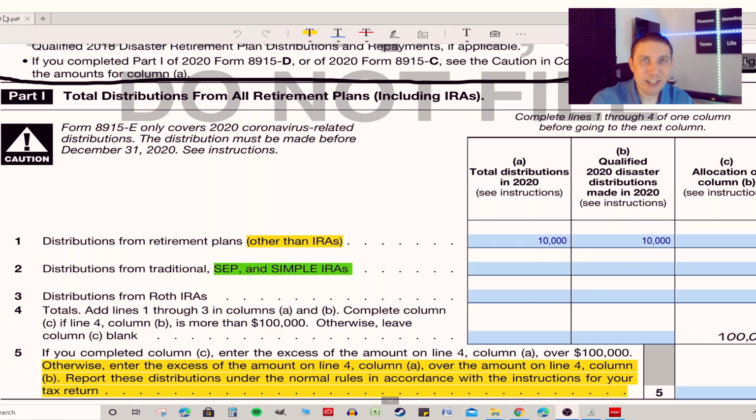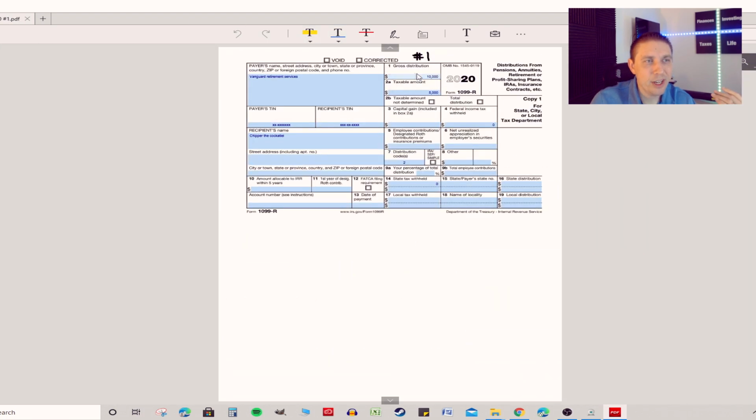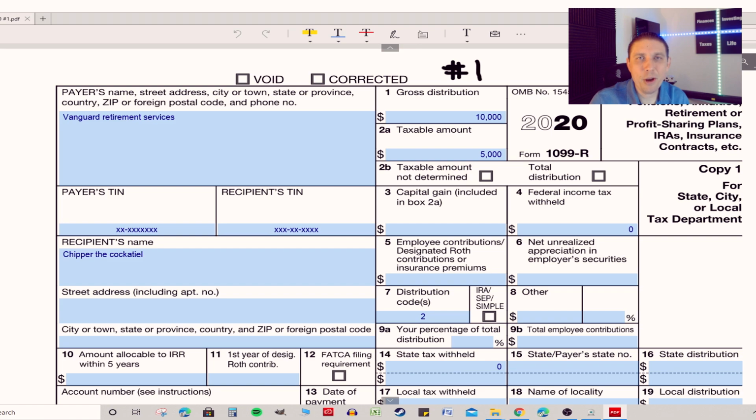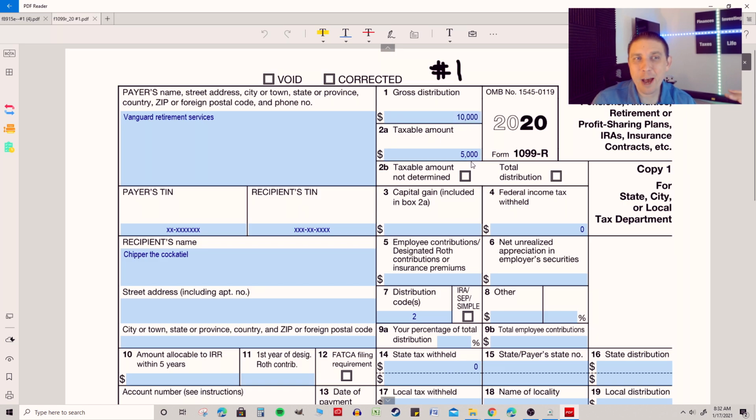Well, when we take a distribution from a retirement account, it's going to come on a 1099-R. In my previous video that I covered on coronavirus-related distributions, I covered this in a lot more depth, so I'm just going to go through it quicker here. But we see from our 1099-R, we have gross distributions of $10,000 and $5,000 of which is taxable. But regardless of how much is taxable and how much is not doesn't matter right now, because we're going to assume the entire $10,000 was taken out as a qualified disaster distribution from COVID.